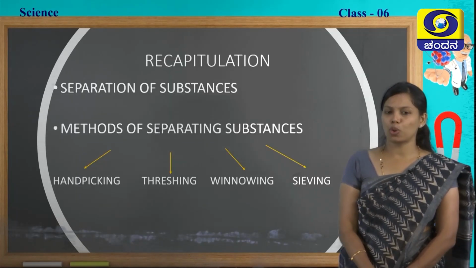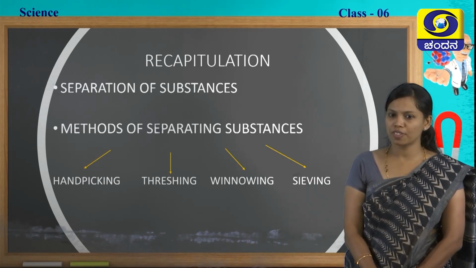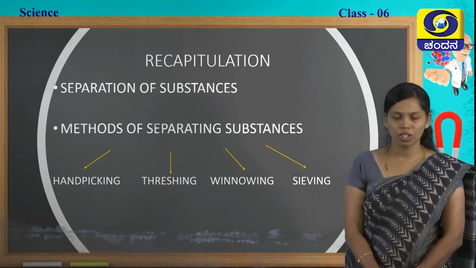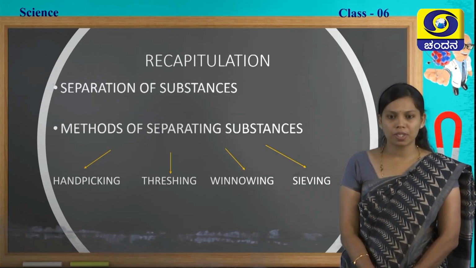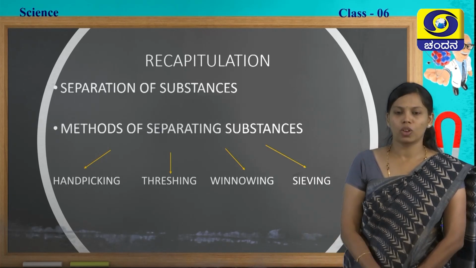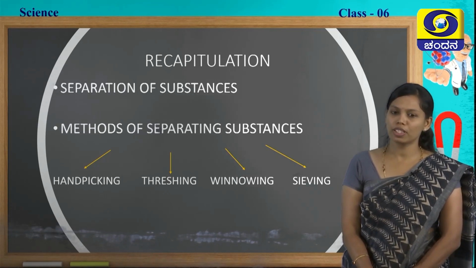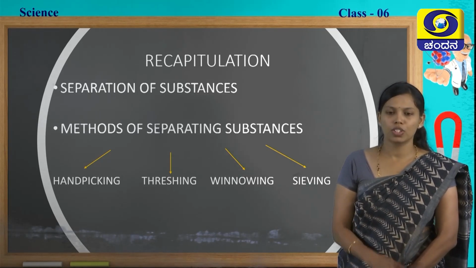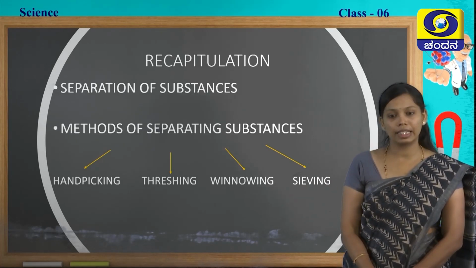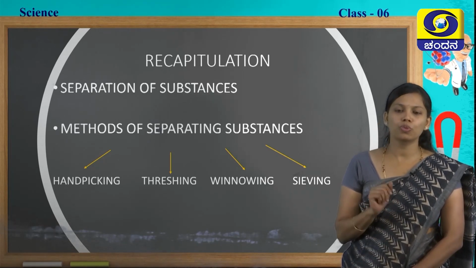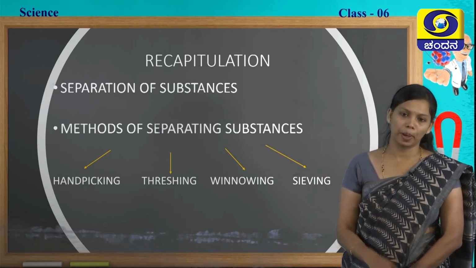Recapitulation. First, what did we study? The separation of substances. What do you mean by separation of substances? It is nothing but the removal of the unwanted things, or the removal of substances from the mixture. After that, we discussed why we should separate substances. Because we need to remove the non-useful components, to remove the harmful components, and lastly to separate two useful components, but they are different from each other. We use them in different ways.